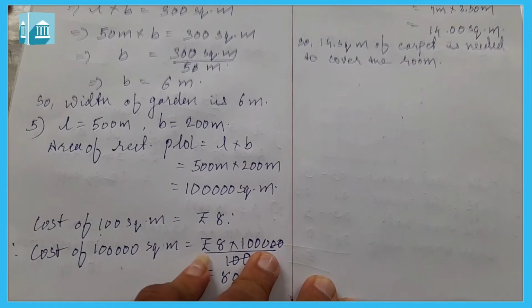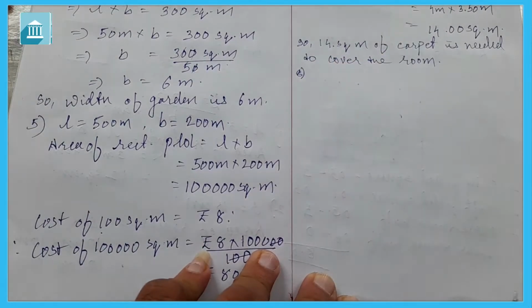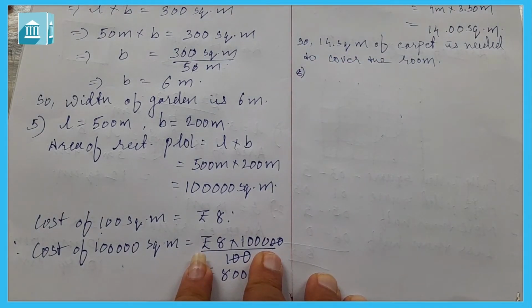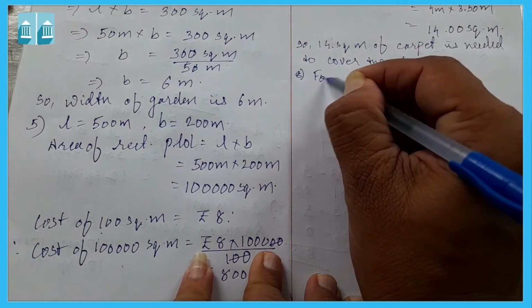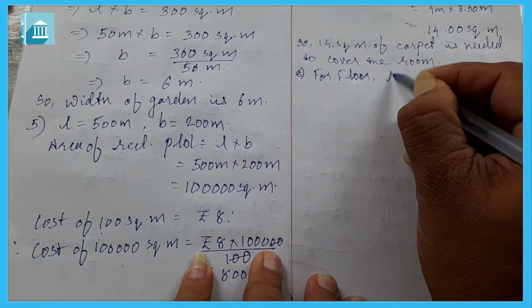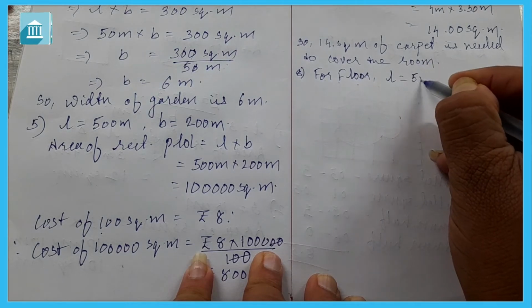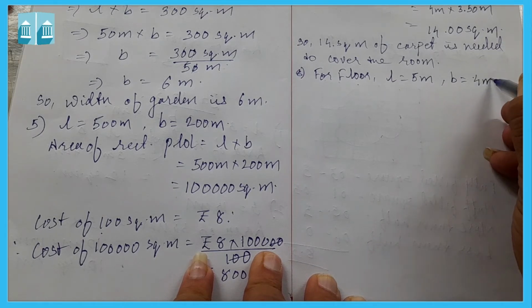Now let us see question number 8. In question number 8 it is given that a floor is 5 meter long and 4 meter wide. So we can write for the floor, L is equal to 5 meter long and B is equal to 4 meter wide.